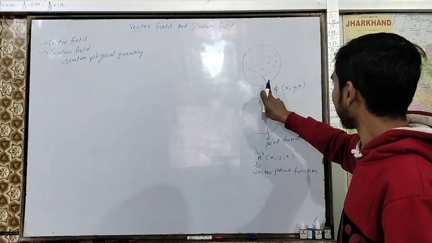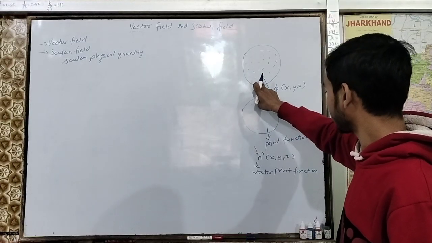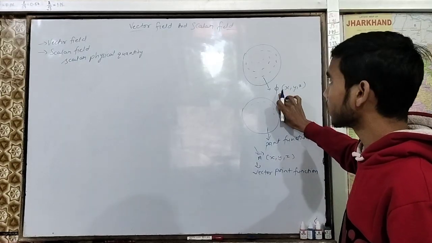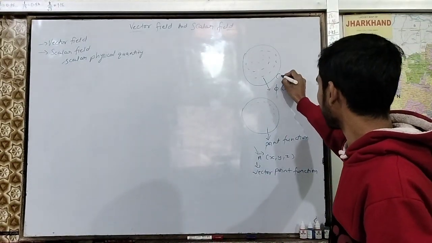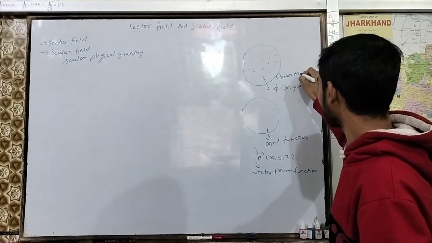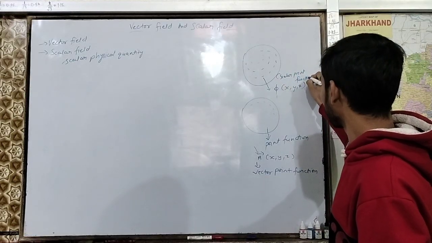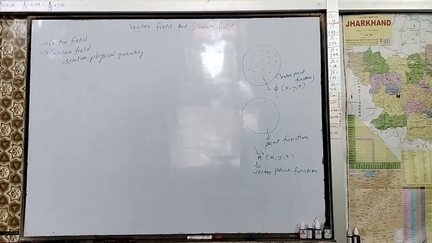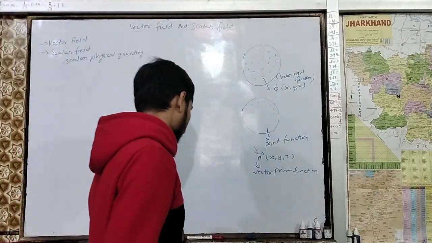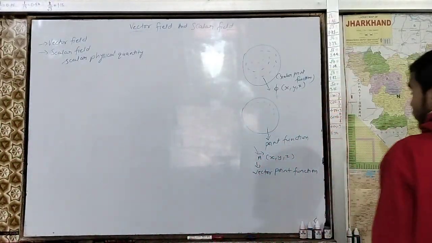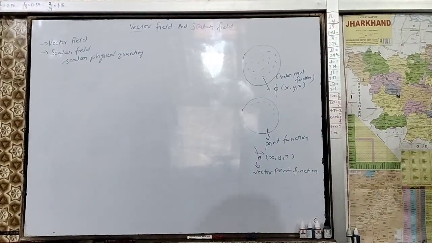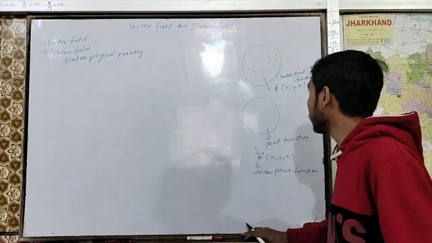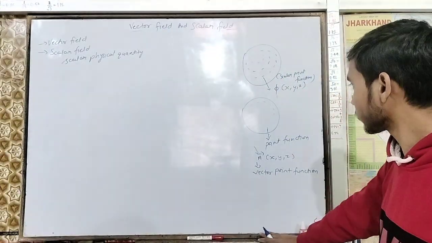Now what about this? This phi is present at this point, so this will be our scalar point function. Phi is a scalar. Phi is present at a point, and it is working as a function. I hope you are understanding. Function means at each point its value will change.